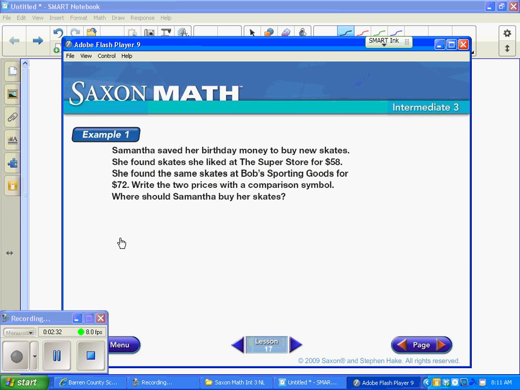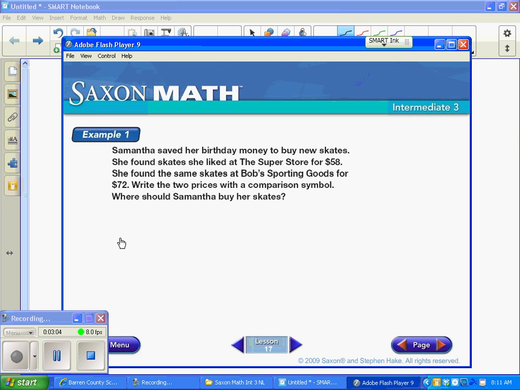And it says, track along with me with your finger. Samantha saved her birthday money to buy new skates. She found skates she liked at the superstore for $58. She found the same skates at Bob's Sporting Goods for $72. Write the two prices with a comparison symbol. Where should Samantha buy her skates? So we have to do two things. First, we have to write the two prices with a comparison symbol.